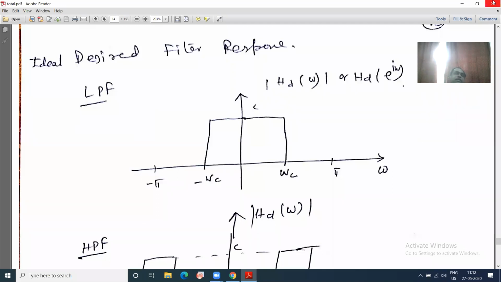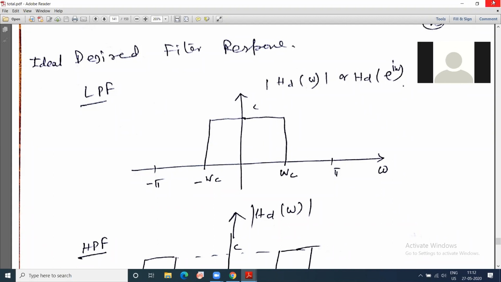If nothing is specified, then assume rectangular window.